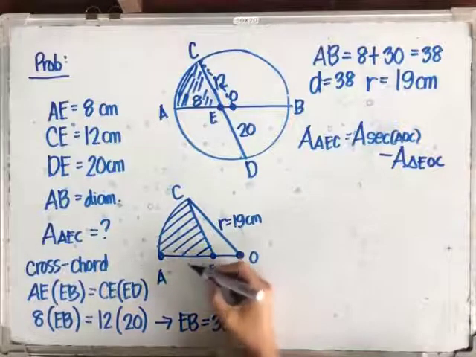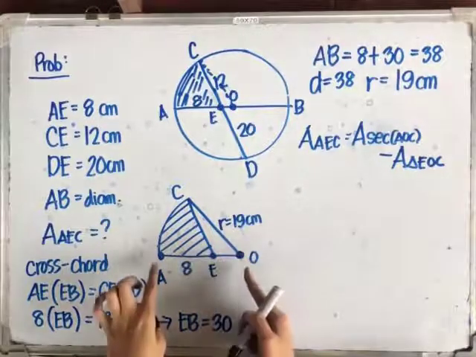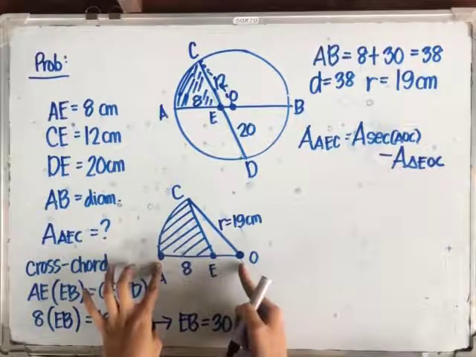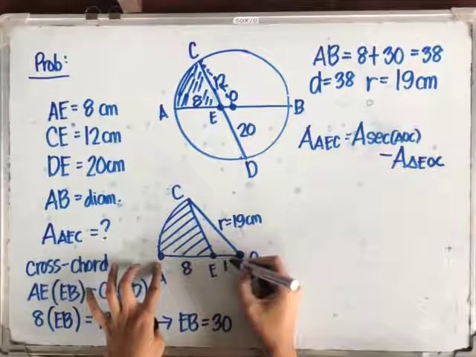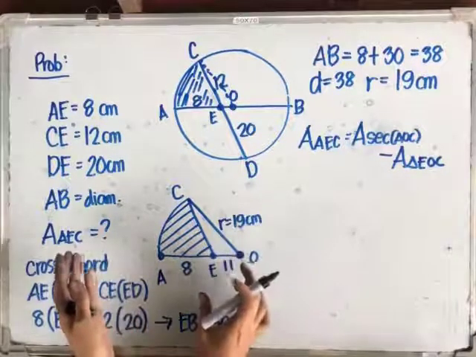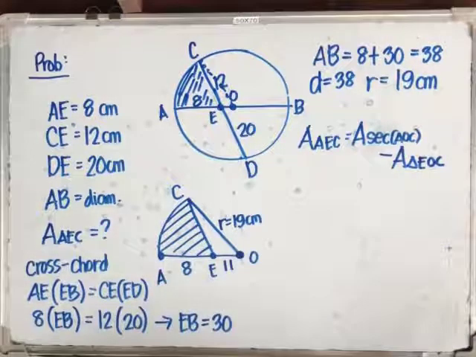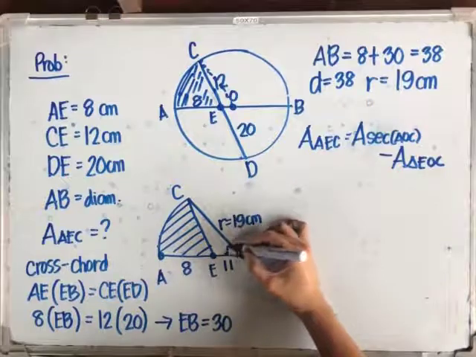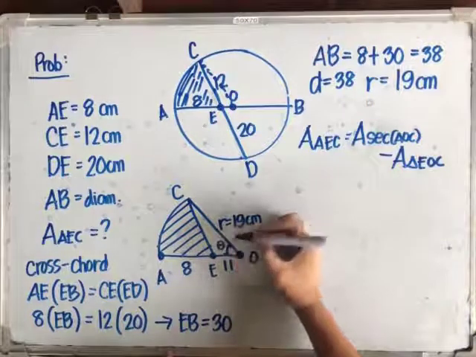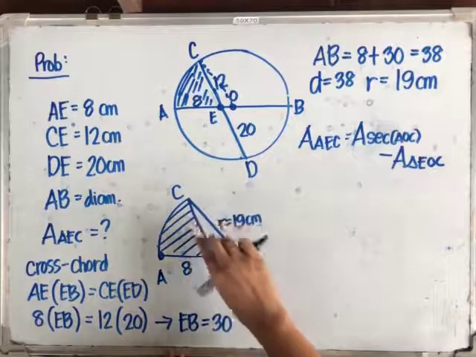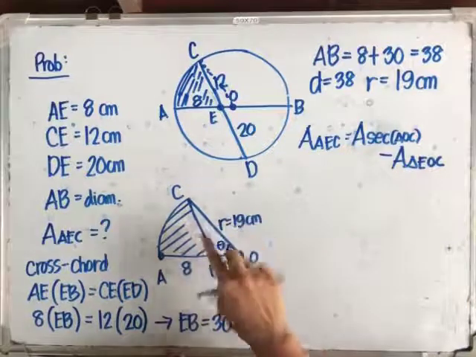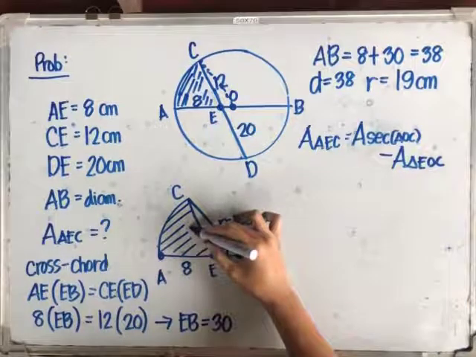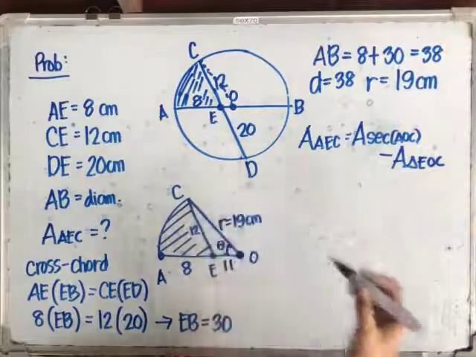Ito naman, actually is 8 cm. And dapat ang total nito, since radius din to is 19, so basically, itong part na to is 11. Hindi lang siya scaled sa drawing natin, no? But that should be 11. Okay? So, anong gagawin natin? Now, we need to compute first for this angle here. I'll just call it angle theta. This is 12 cm from our given.